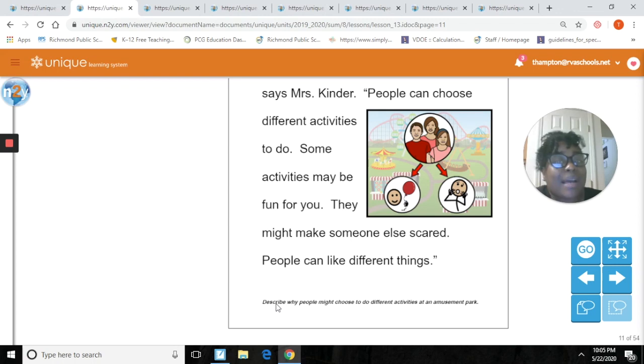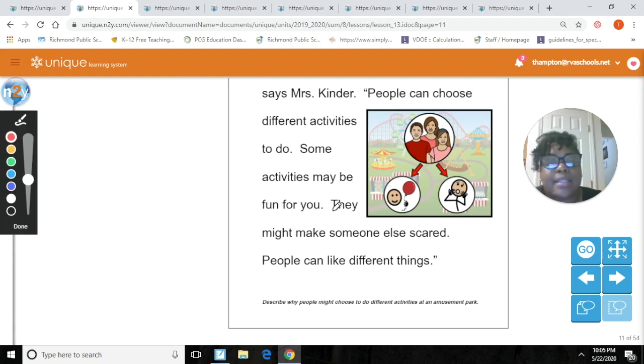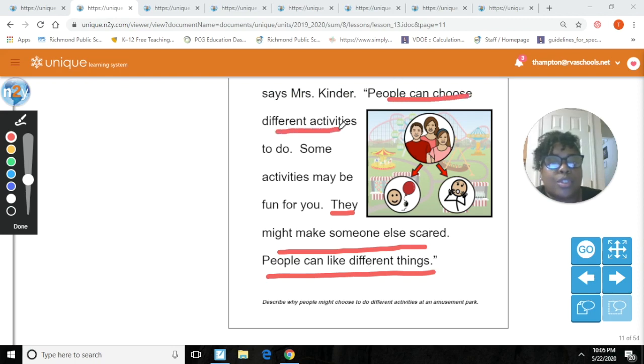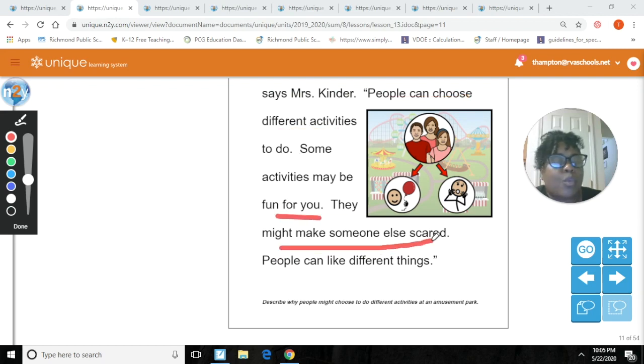So we know when we describe something, what do we do? We tell how it looks, how it feels. We're making a description. And then it says, describe why people choose different things. Okay? So if we can see right here, it says they might make someone else scared. People like different things. So people can choose different activities to do. Some might be fun for you and some might make some other people scared. Okay? So you see that? So that's the answer right there to those questions, okay? To that statement at the bottom there.